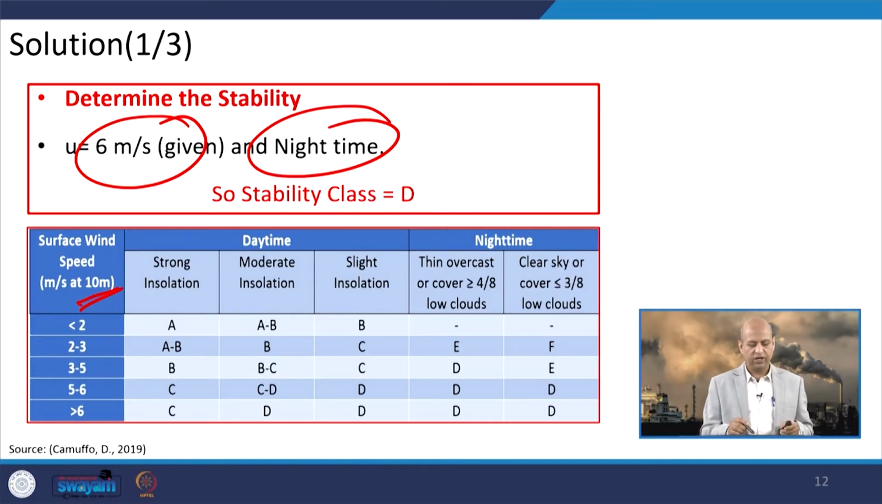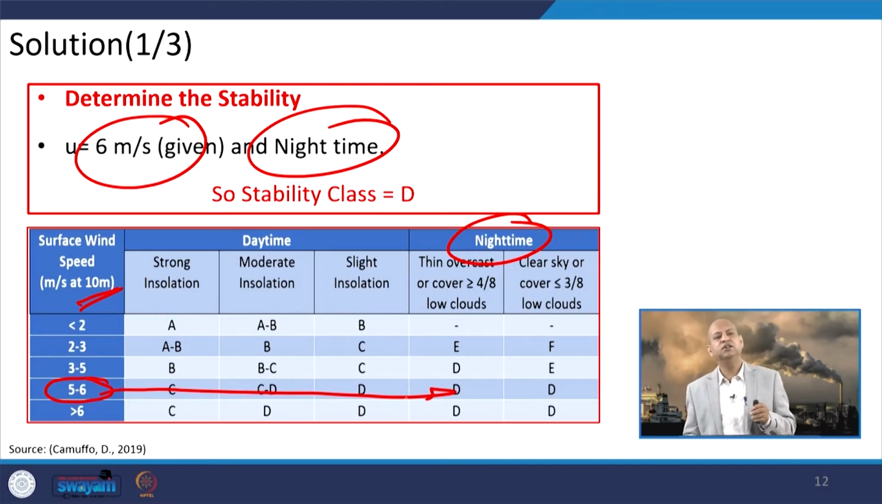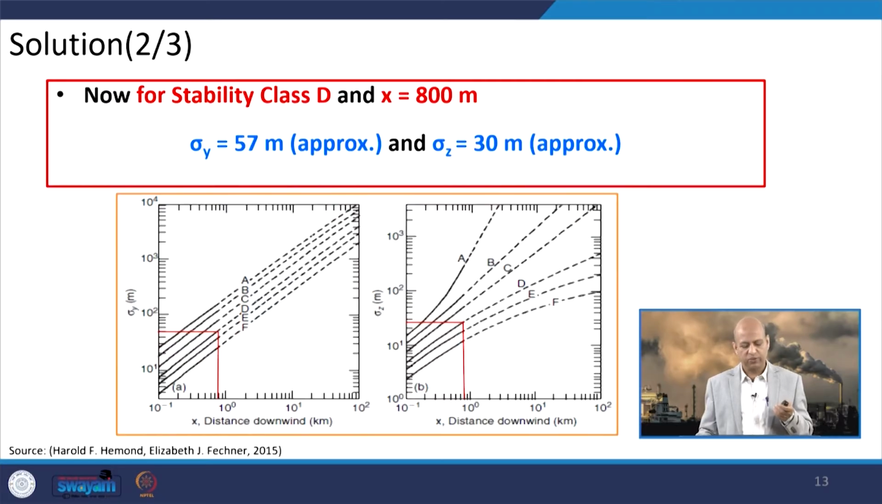First of all, for night time, the wind speed is given around 5.1, that is between 5 to 6 at the ground level. So, this is D, you can see here. D is the stability classification. First of all we compute the stability classification, because many things are dependent on it. For example, we will calculate sigma y and sigma z, whose curves are also divided into different stability classifications: A, B, C, D, E, F. So, now we know we have to compute for D.